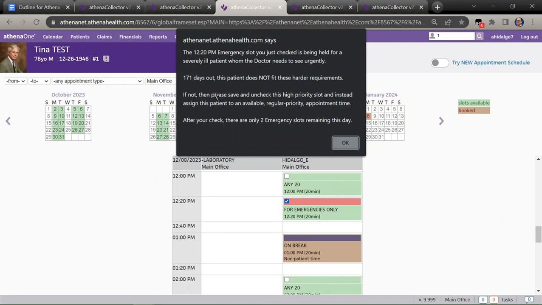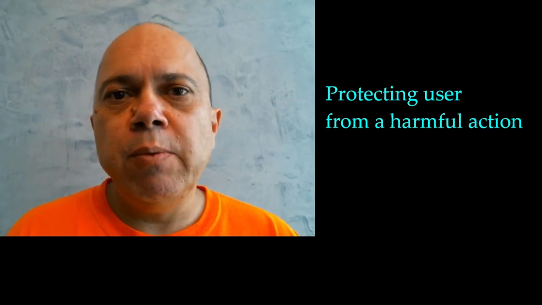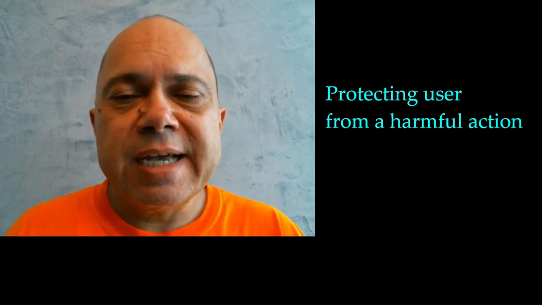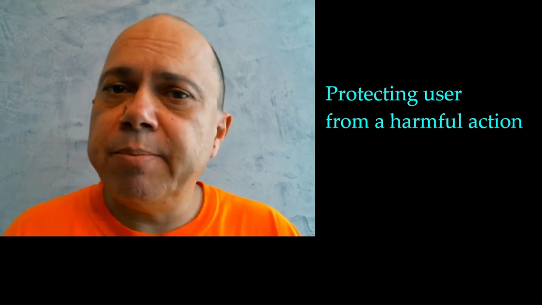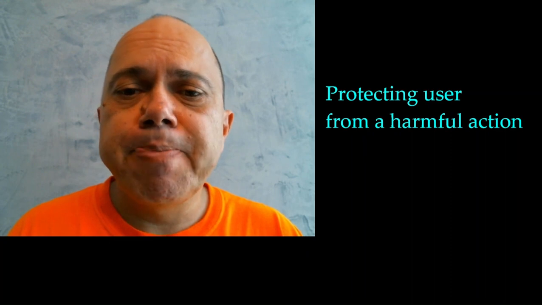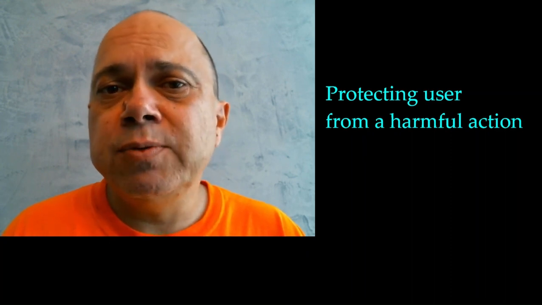We are technically 171 days out, so this patient doesn't fit these harder requirements. If not, big if not, please save and uncheck this high priority slot. Instead, assign this patient to an available regular priority appointment time. After your check, there are only 2 emergency slots remaining for the day. So you want the employee to understand what they're doing is they're taking one that's a coveted slot reserved for a particular class of patient that this patient that we're trying to schedule does not meet those requirements. And also, after doing so, maybe we had 3 such emergency slots, but by taking this one away, we're only going to have 2 available.